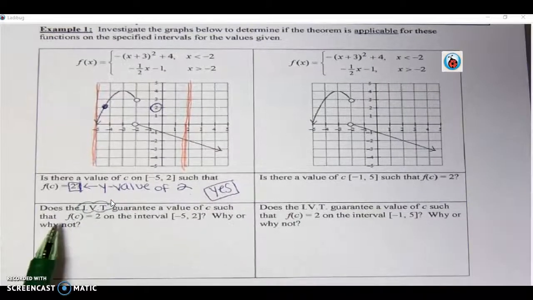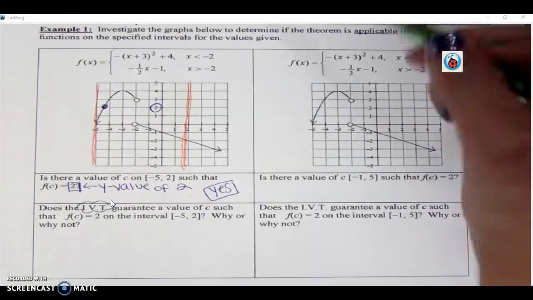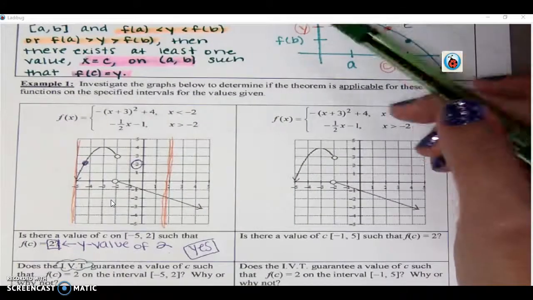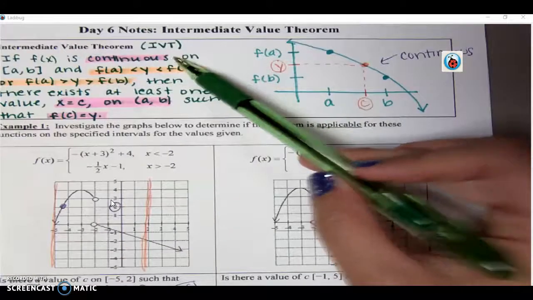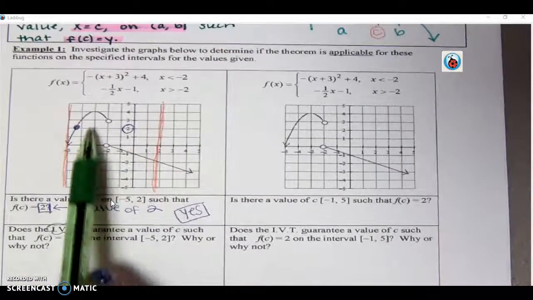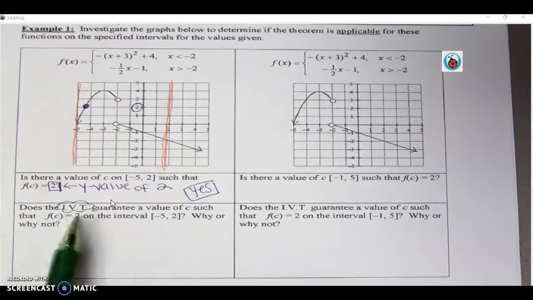Okay, then the second question said, does the IVT guarantee a value of c such that f of c equals 2 on the interval? So the biggest thing about IVT, the first biggest thing, is it has to be continuous. We saw this at the top, but this graph has to be continuous. Well, if we're looking from -5 to 2, there's a jump in the graph, so it's not continuous. So that means IVT is not going to work.